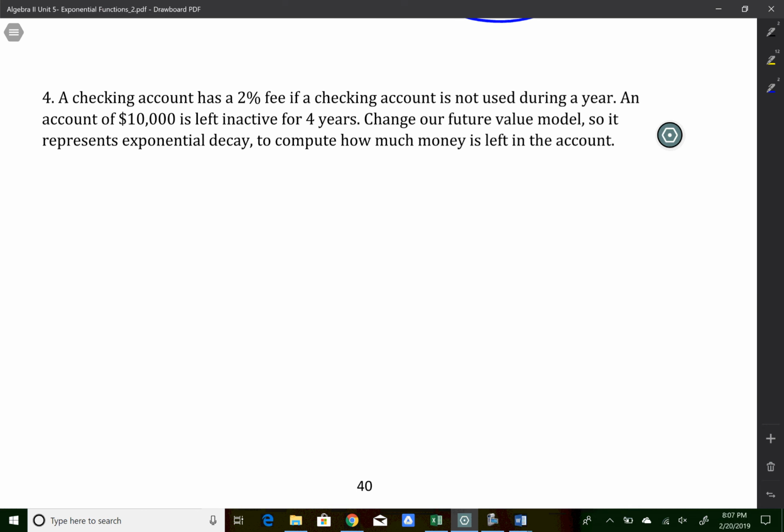Number 4 says a checking account has a 2% fee if the checking account is not used during a year. An account of $10,000 is left inactive for 4 years. Change our future value model so that it represents decay.